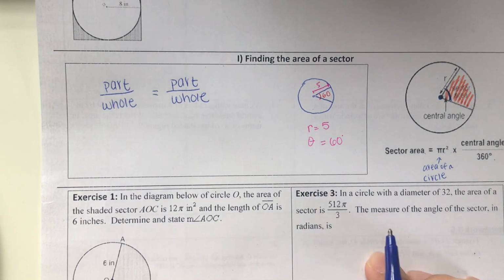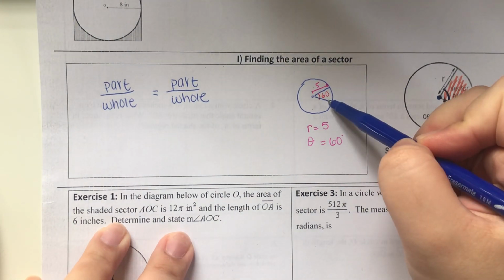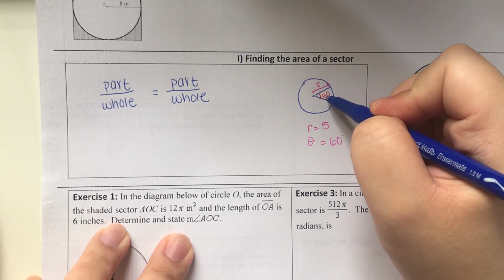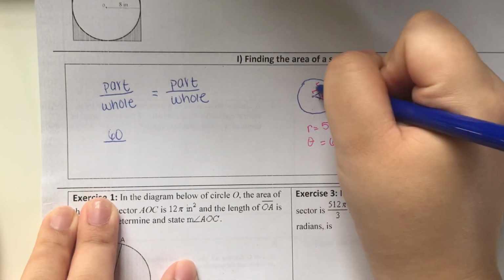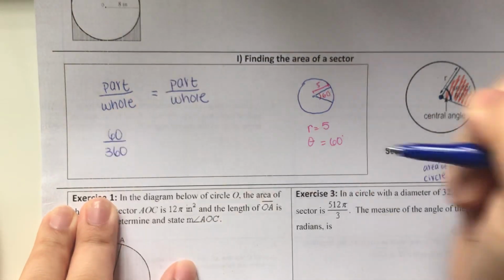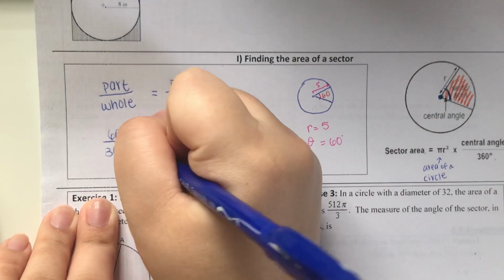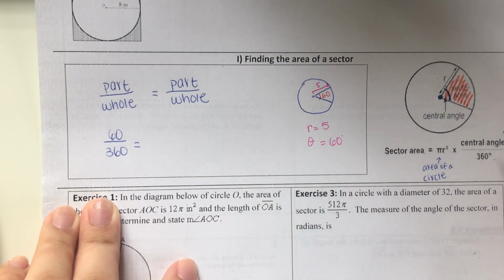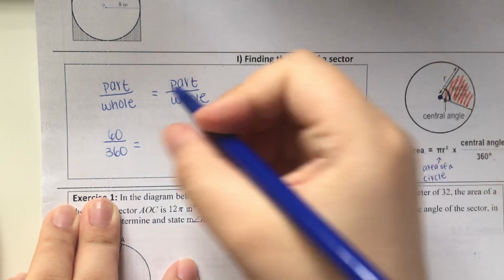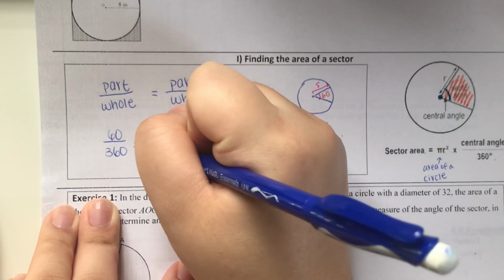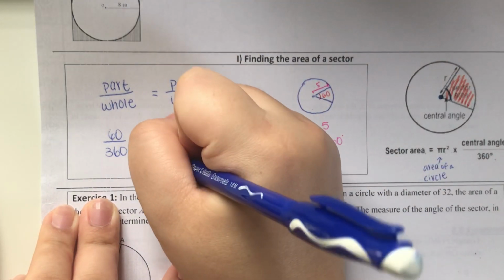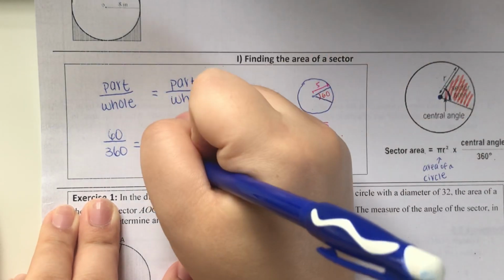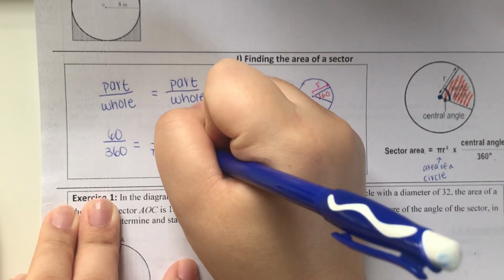What that means, let's start from the degree. I know that I'm looking for this part only, so 60 degrees goes on top. Part of the entire thing, which is 360, is equal to part over whole. I'm looking for the area of the sector. I don't know what the area is, so I don't know x. The entire thing, which is the area of the whole circle, is pi r squared, where the radius is 5 squared.